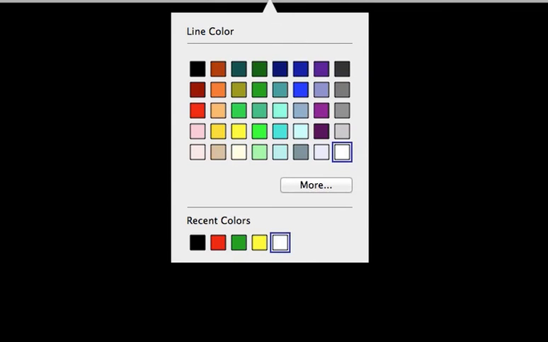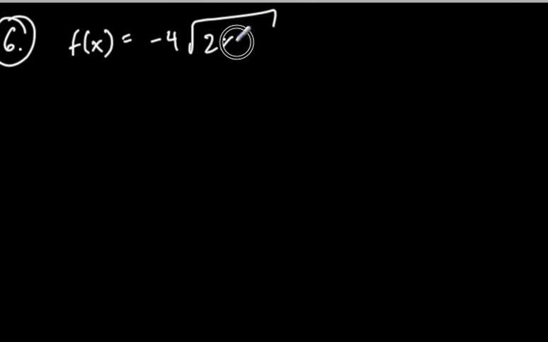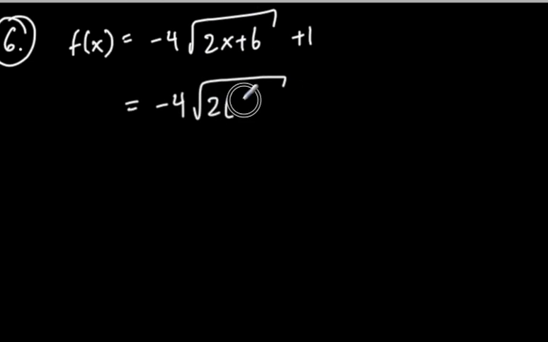Now we have number 6. Just use white again. So number 6, we have f of x is equal to -4 square root of 2x plus 6, plus 1. So it's equal to -4. So let's factor that out. So 2x plus 3, plus 1.